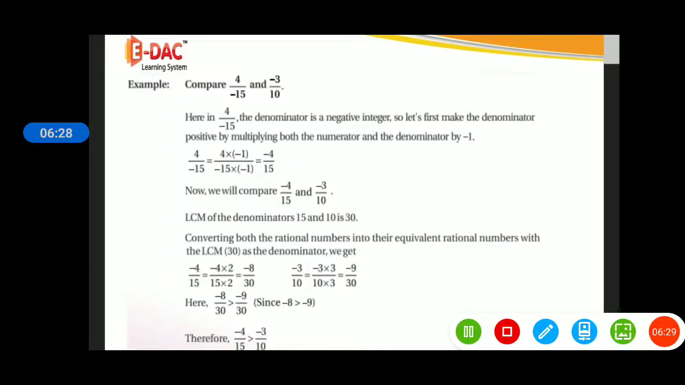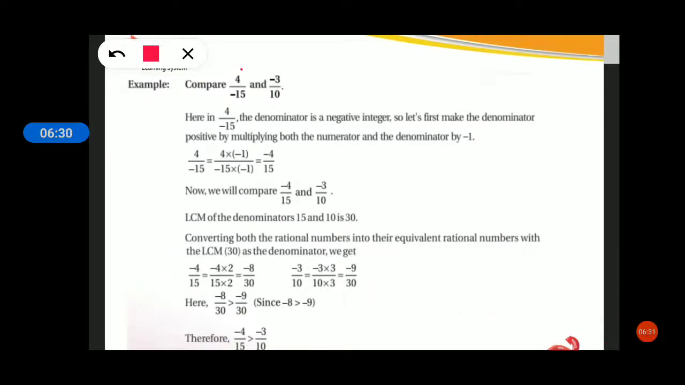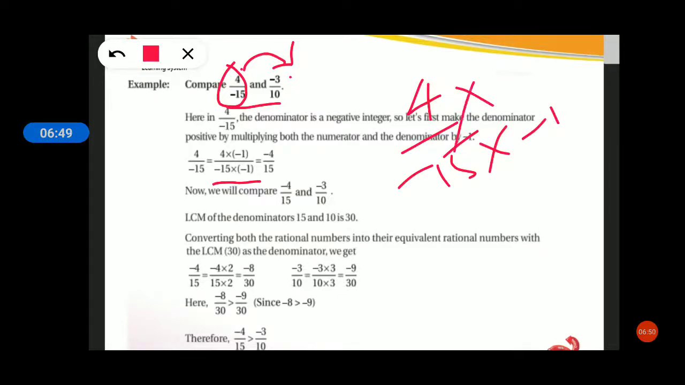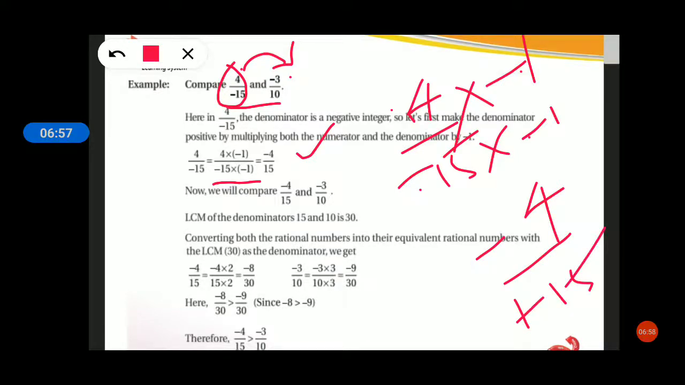Here we have the example minus 4 by 15 and minus 3 by 15. Check first what you need to do. Check whether the denominator is a positive integer. No, one is negative, so you need to convert this into positive. To convert it into positive, you need to multiply by minus 1. So 4 into minus 1, in both the numerator and the denominator. So you are getting plus into minus, minus 4. Here minus into minus, plus, so plus 15. Now minus 4 by 15.